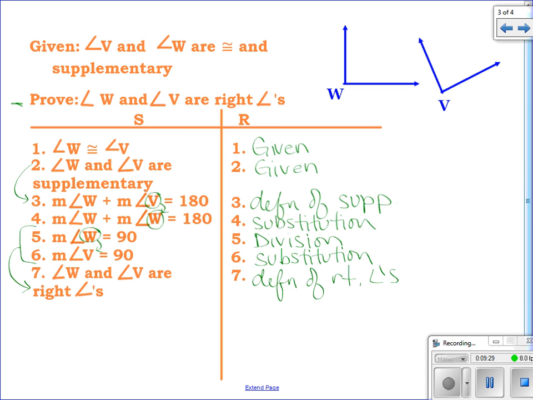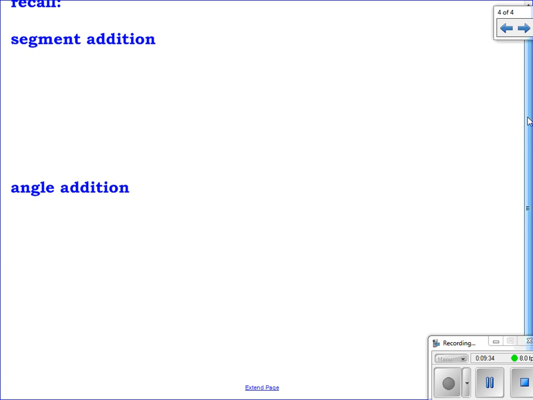Okay, lastly on the notes, let's just refresh our memory from chapter 1, what segment addition and angle addition looked like. So let's draw a segment and put 3 points on it and label it A, B, C. Anyone remember what the addition postulate said? I'll start it. AB plus BC equals AC. Perfect.